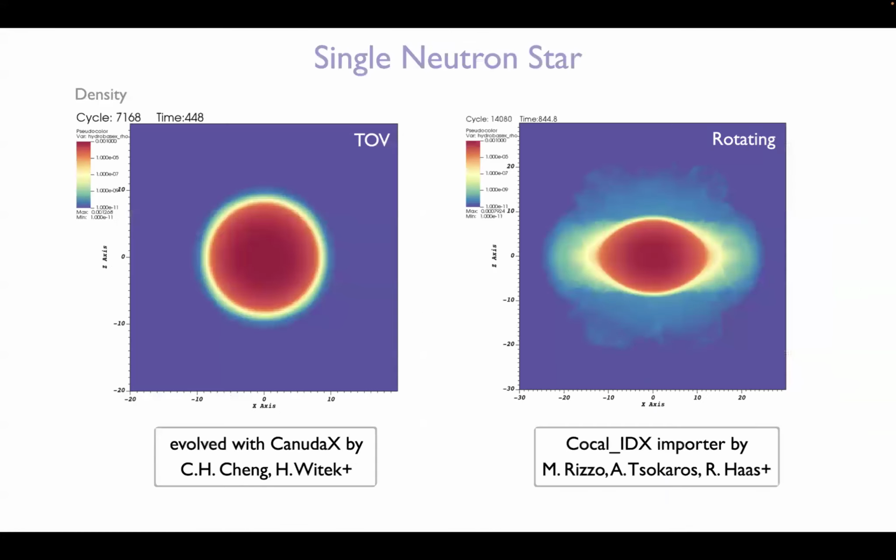Next, to include gravity as well, we performed some single neutron star tests. We also evolved along with space-time. The tests I talked about earlier were all in Minkowski space, or flat space, while here we are also evolving with space-time. So on the left, we used, for example, the CanudaX code and performed the TOV star simulation. On the right is the rotating neutron star, and the initial data was provided through COCAL ID, an importer provided by Maxwell Rizzo, Antonios Tsokaros, Roland Haas et al. at UIUC.